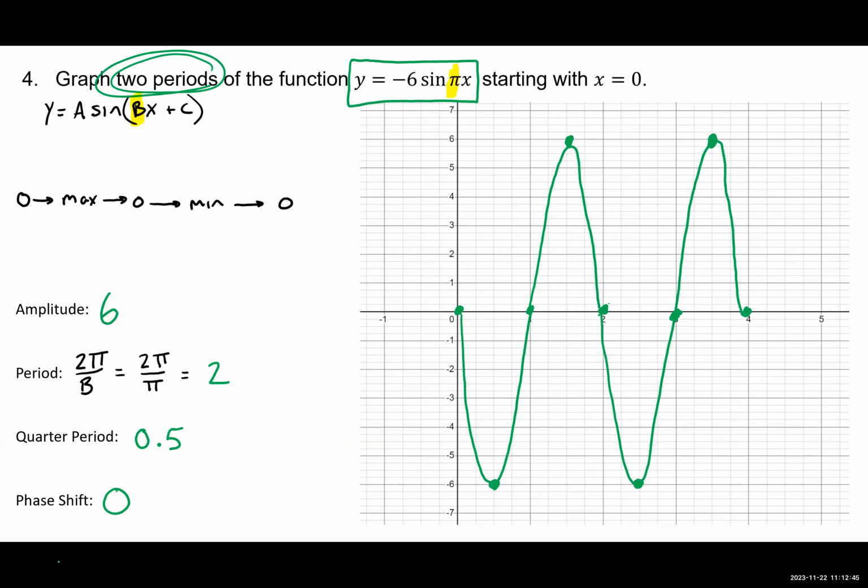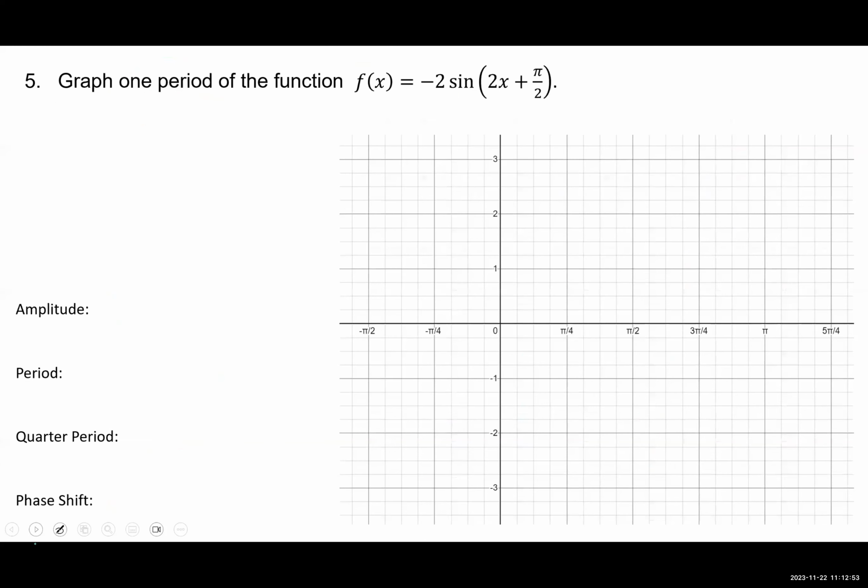All right, so let me just do a couple more, and I want to incorporate some phase shifts. All right, we've got f of x is equal to -2 times the sine of 2x plus pi over 2.